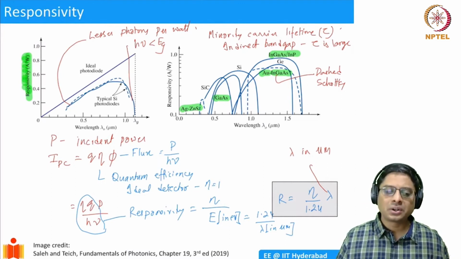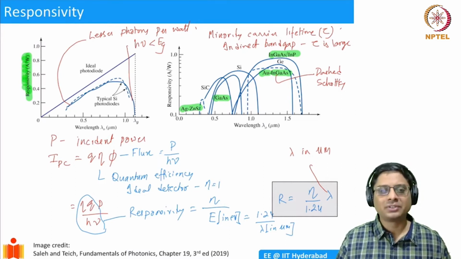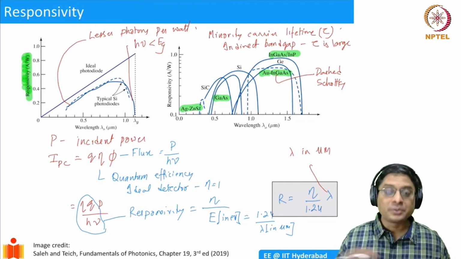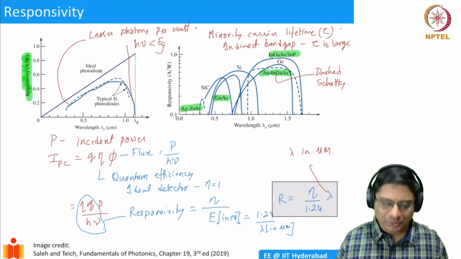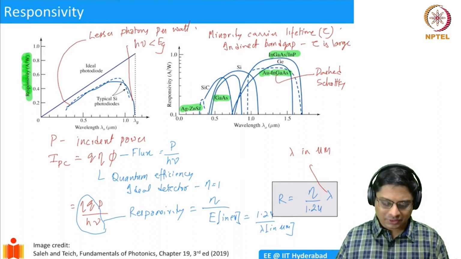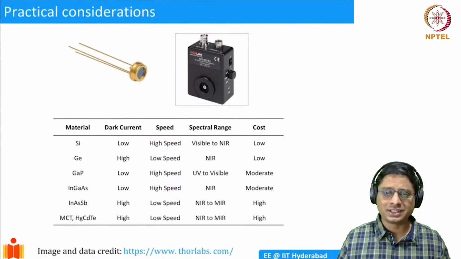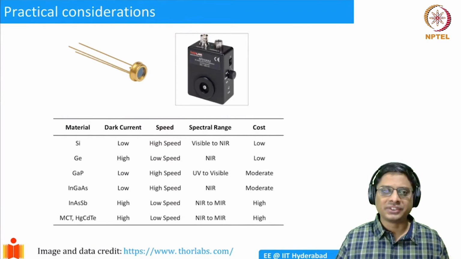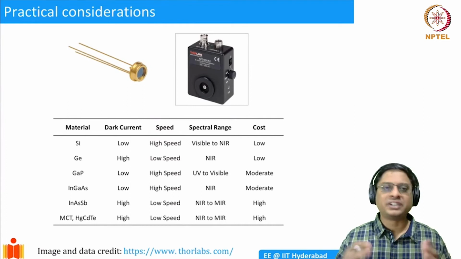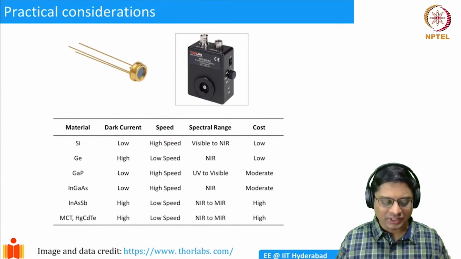Okay. So there are a whole lot of materials that are available for us to choose from. And how do we choose which photodetector to use? Well, it depends on a few parameters. This is just a short summary. It's by no means exhaustive. There are many more parameters that need to be considered. But for the purposes of an introductory course, I thought I'll just mention these.